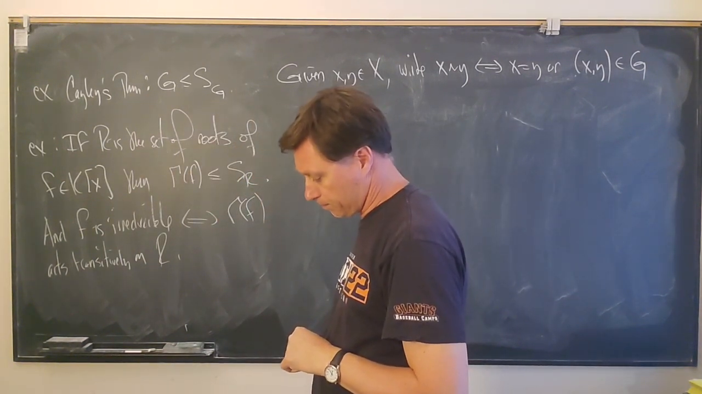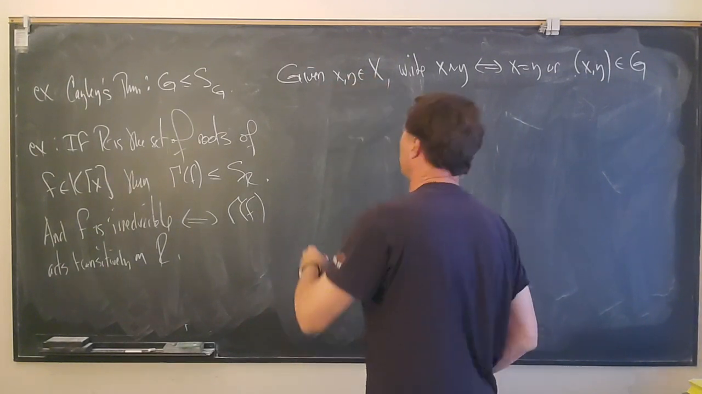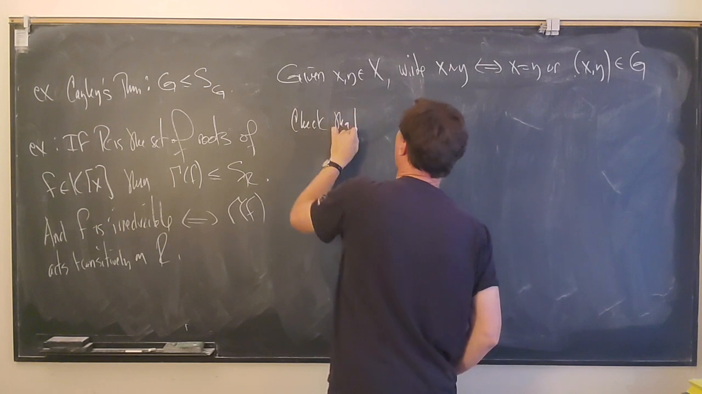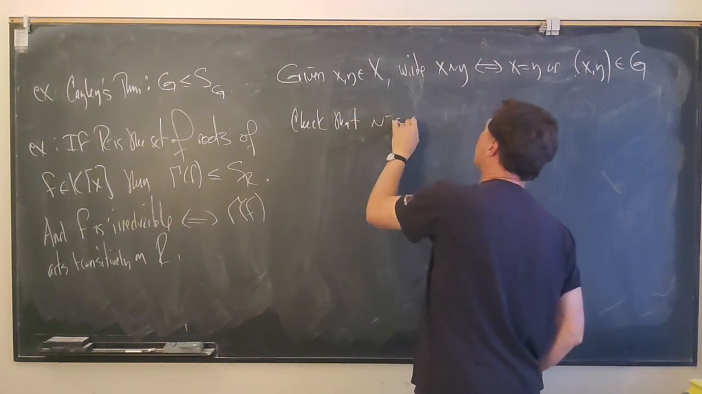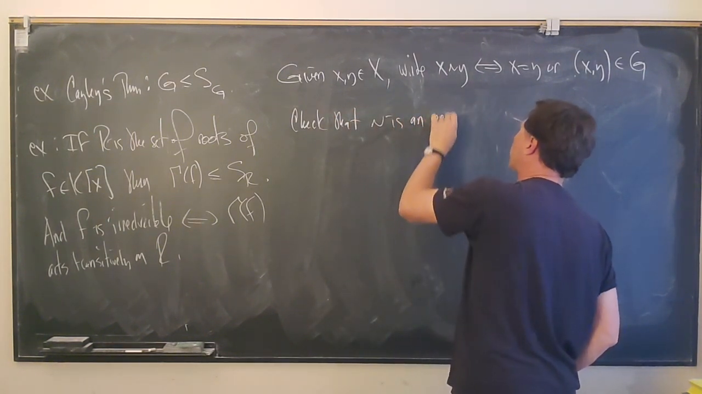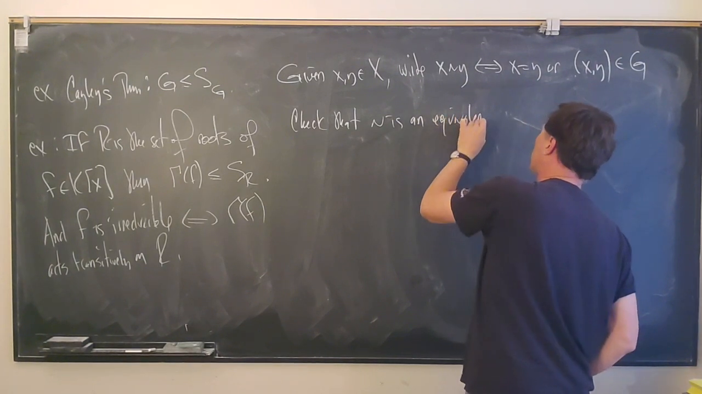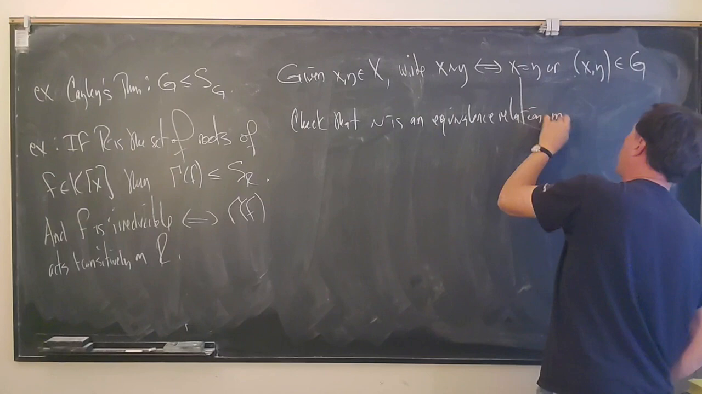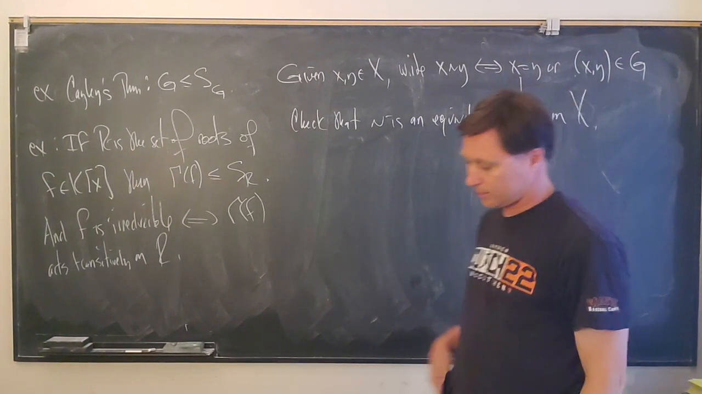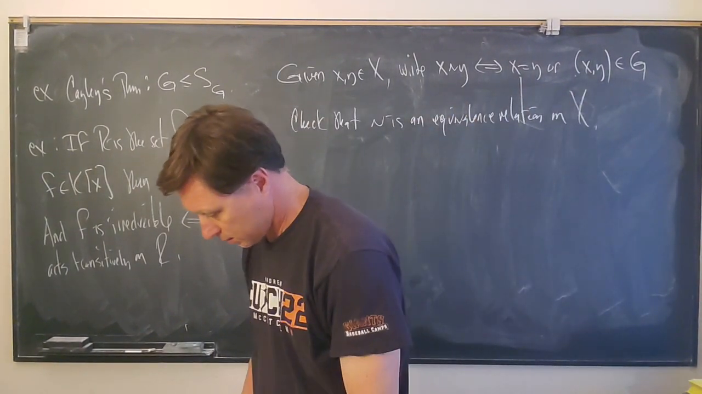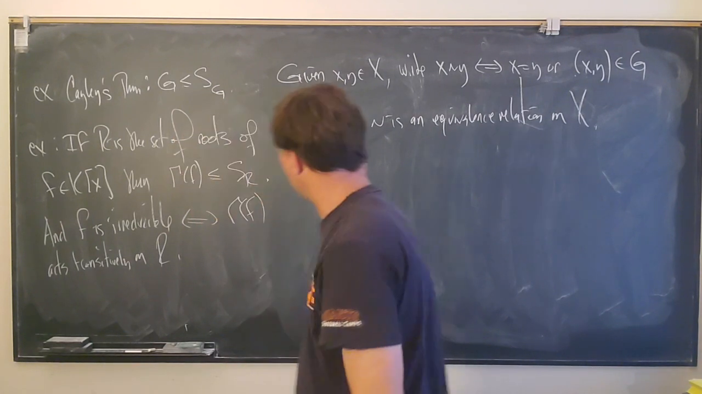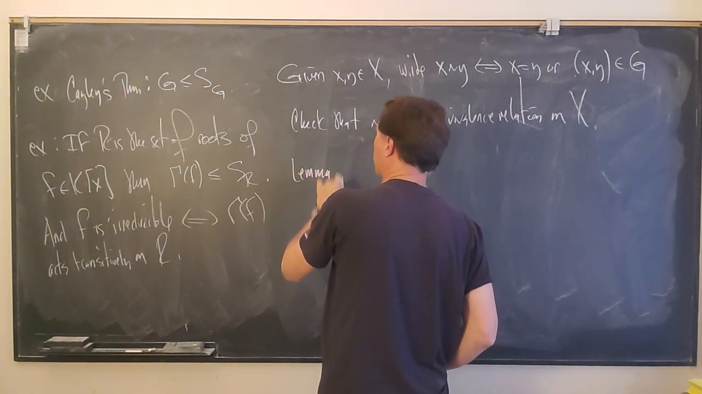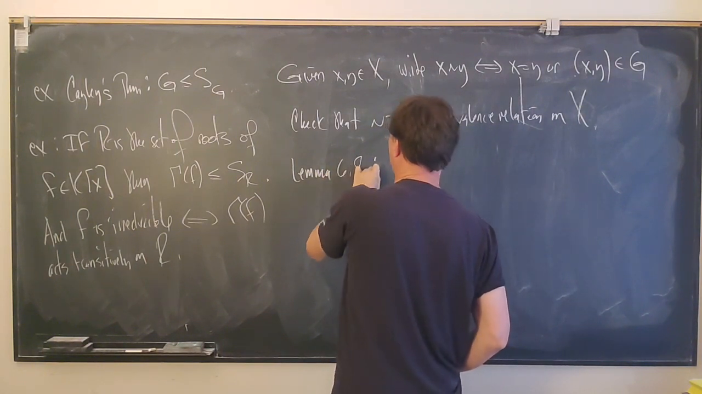Now, you can check that tilde is an equivalence relation on capital X. All right, so now I'll call this Lemma 6.8.